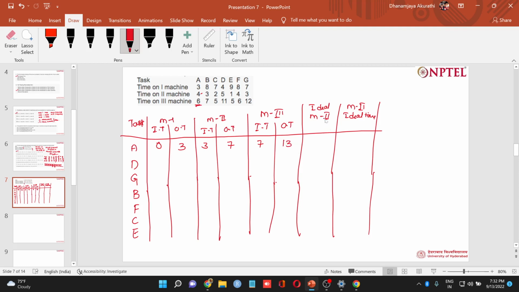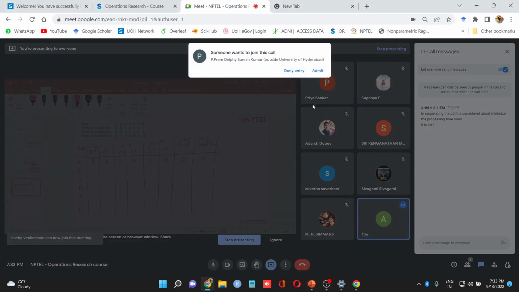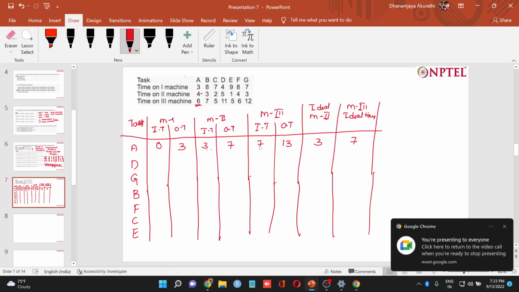Here the idle time for machine 2 for doing job A is, it has waited for 3 hours. That is, the in time of machine 2 is 3 hours. And machine 3 has waited for 7 hours to come into process job A.